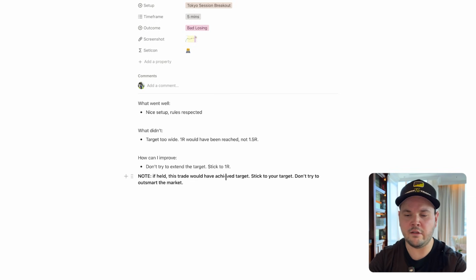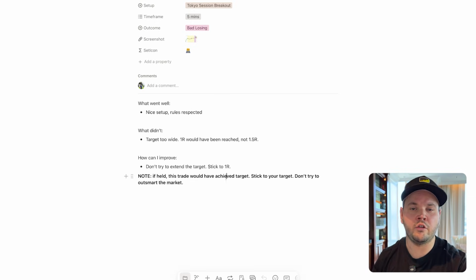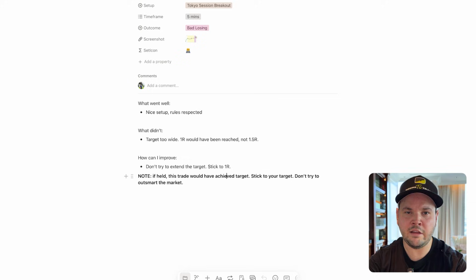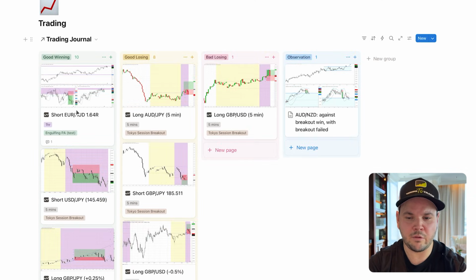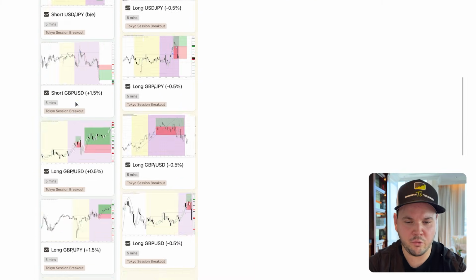Because sometimes you put trades and they don't achieve target, or you close them early and they end up achieving target anyway. They end up going to your full take profit later on. But if you don't note this down, you don't track this well, then you can kind of lose this over time. So you see how this works out. Very simple kind of layout. And I like how you're able to just kind of scroll through it and see things.